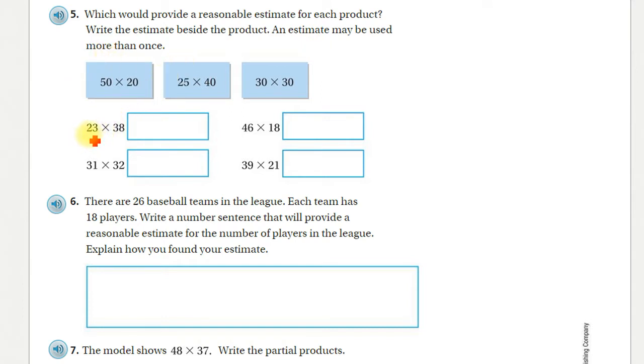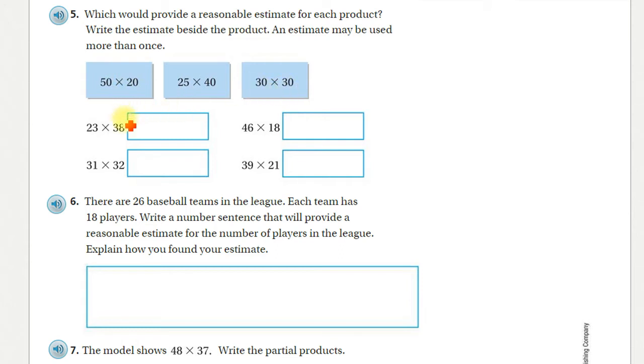So we look at this first problem, and this is what was challenging for the students. If you look at this and we estimated that, that would be about 20, and that would be about 40. And then you look up here and you don't see 20 times 40 up here, and so a lot of students, this was confusing.